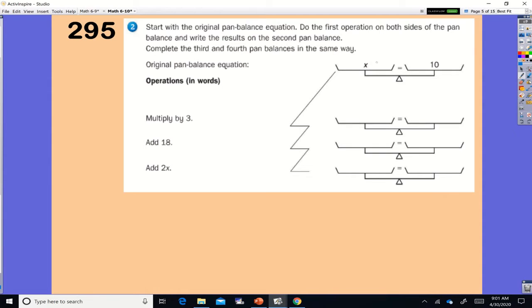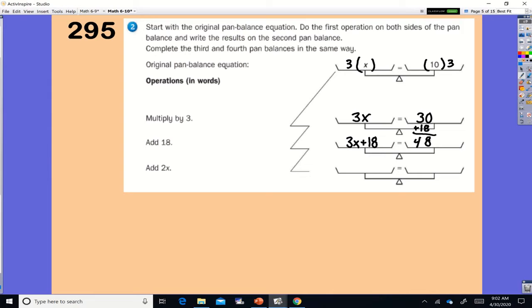So if I multiply 3 on this side, then I have to multiply 3 on this side. So this is going to give me 30, and this is going to give me 3x. Then it says add 18. Well, if I add 18, is this a like term with my x? No, it's not. So it's just going to be 3x plus 18. Then we go to the other side, and yes, we can add 18 to 30 because these are like terms. So we get 48.